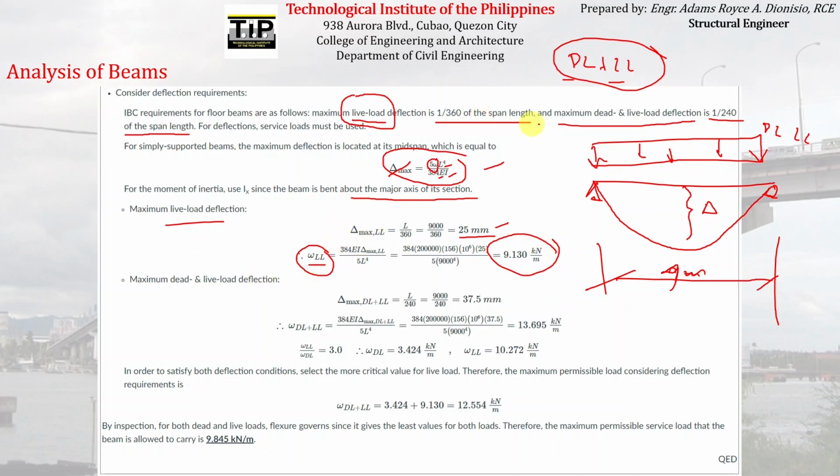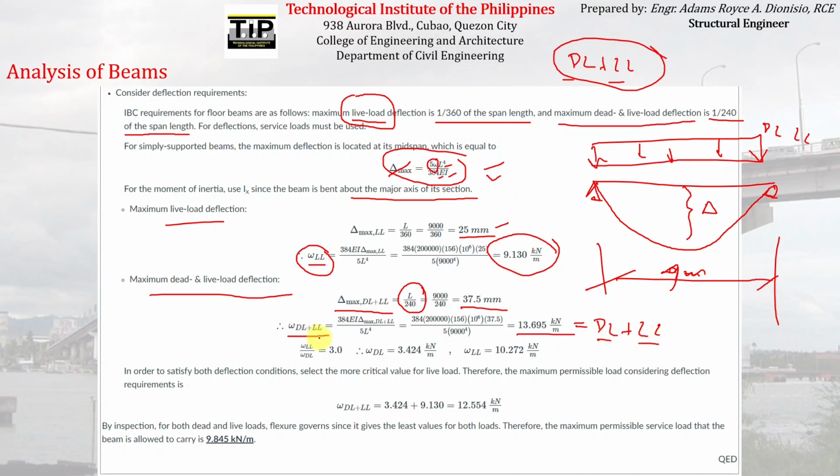We also have to check the code requirement for the maximum deflection for the combination of dead load and live load. So according to the code, the deflection due to the combination of dead load plus live load must not exceed L over 240, which is equal to 37.5 mm. Okay, so by back solving, what is the magnitude of W that will induce a deflection equal to 37.5 using this formula, we can see that its value is equal to 13.695. But you have to take note, this is equal to dead load plus live load. Okay? That is not equal to dead load or live load alone. That is equal to the sum of dead load plus live load.